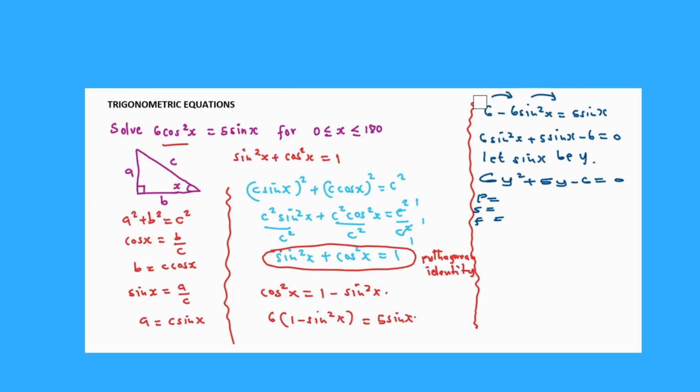So the product here is this number 6 times that number there. So we have 6 times 6, which is negative 36. We have the sum, which is the coefficient of y. We have 5, and the factors are negative 4 and 9. Negative 4 plus 9, you get 5. Negative 4 times 9, you get negative 36.